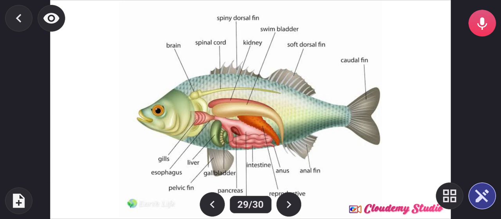And the digestive tract of Nile tilapia is at least 6 times the total length of the fish, which means they have a what? They have a highly coiled digestive tract, alimentary canal.